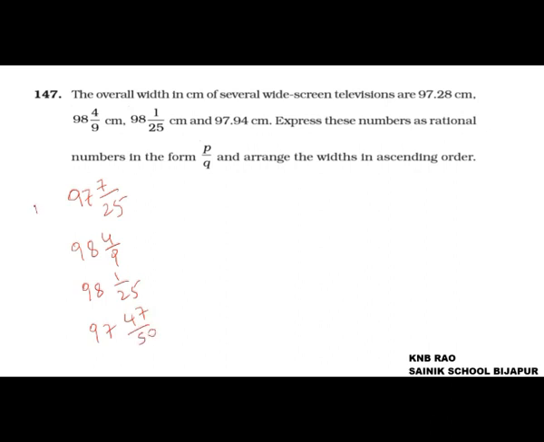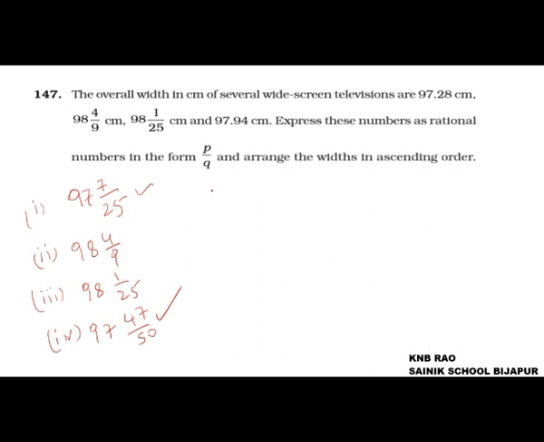Now when you are comparing these, first with our common sense we can say these two are smaller, but amongst 97 integer 7 by 25 and 97 integer 47 by 50, which is smaller, that we have to observe. So try to take only the fraction part. 97 is common amongst both. So 7 by 25 can be written as 14 by 50, and here it is 47 by 50, it's already there. That means 14 by 50 is smaller than 47 by 50.